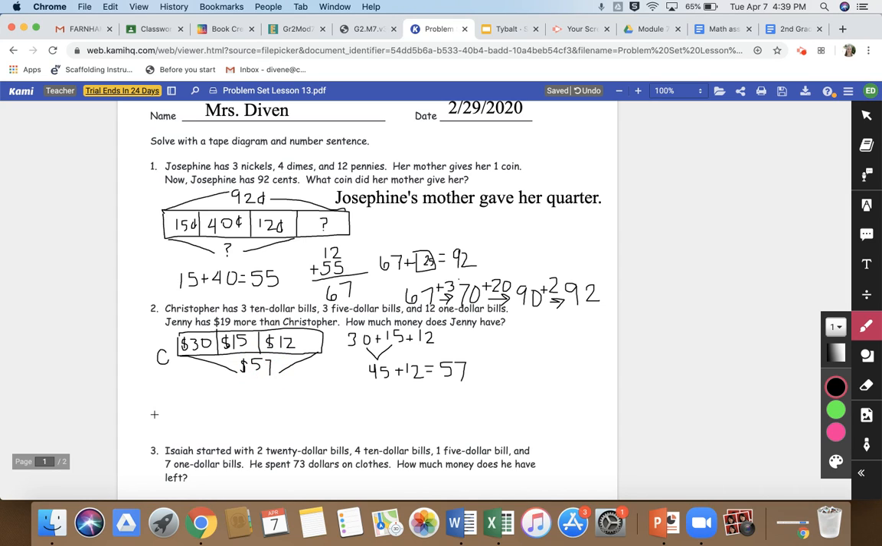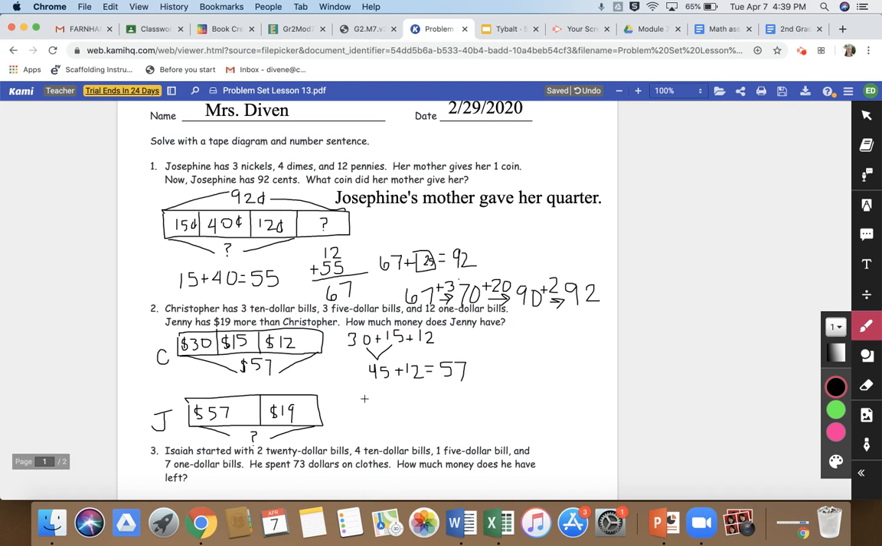Okay, now it says Jenny has $19 more than Christopher. How much money does Jenny have? So we're going to do our tape diagram here. We know that Christopher has $57 total. And it says that Jenny has $19 more. So we are trying to now find step 2 of this problem. How much does Jenny have total? In order to find that, we need to add these two amounts together.